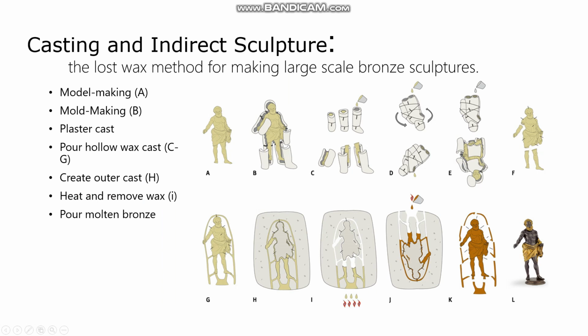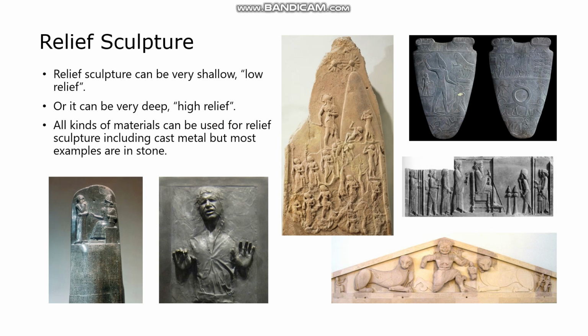And then when it's all said and done, you still have a lot of work to do. You have to clean up the bronze, but basically you now have a bronze work of sculpture. Okay, I'm going to end the lecture there, or end the first part. Next part we'll start talking about the difference between relief sculpture and freestanding.